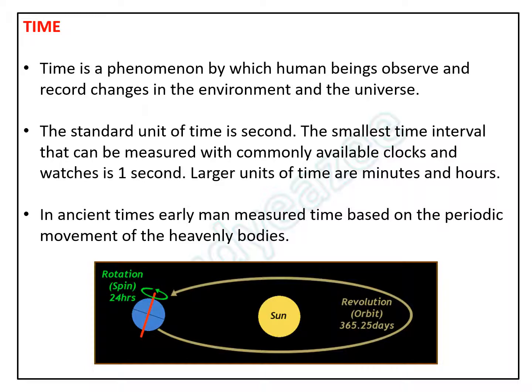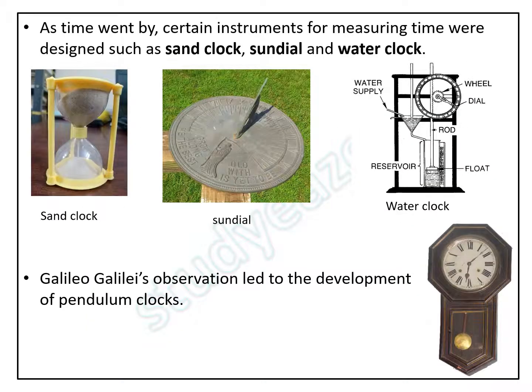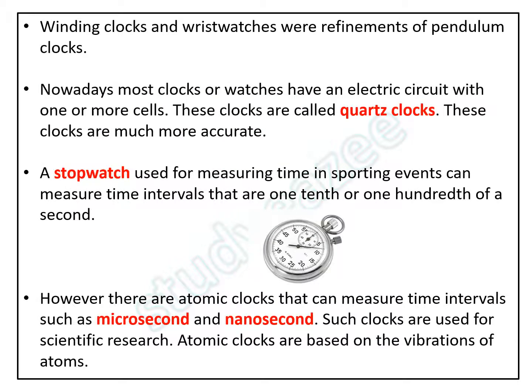In ancient times, when there were no clocks, early men measured time based on the periodic movement of the heavenly bodies, rotation and revolution. As time went by, certain instruments for measuring time were designed, such as sand clock, sundial, and water clock. Galileo Galilei's observation led to the development of pendulum clocks. Winding clocks and wristwatches were refinements of pendulum clocks.